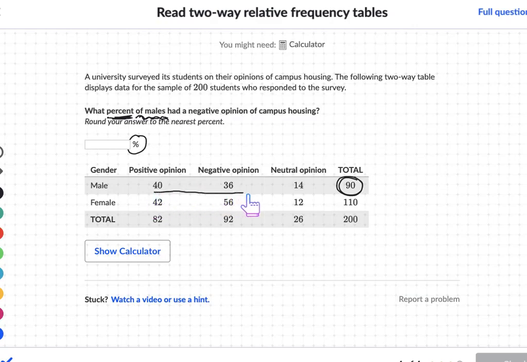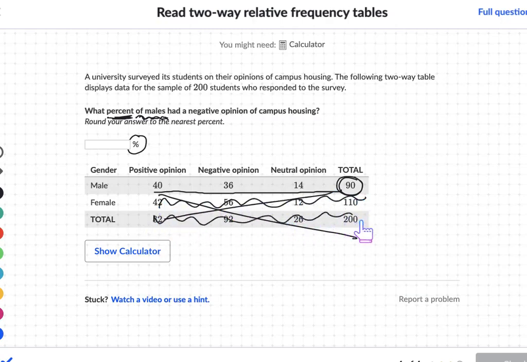As soon as they say it's this total, you're not even looking at the other numbers because they have nothing to do with the males. The rest is just the grand total or the females and all that kind of stuff. As soon as they say what percent of all the males, you're just looking at the male data, had a negative opinion of campus housing. So it's going to be 36 out of 90. But they do want it as a percent.